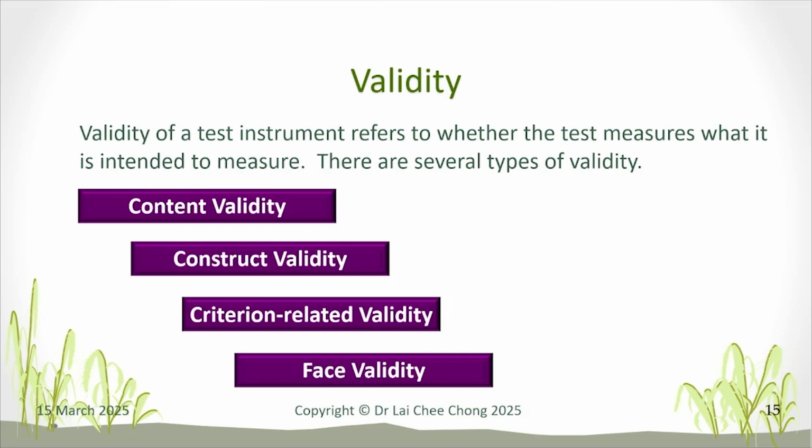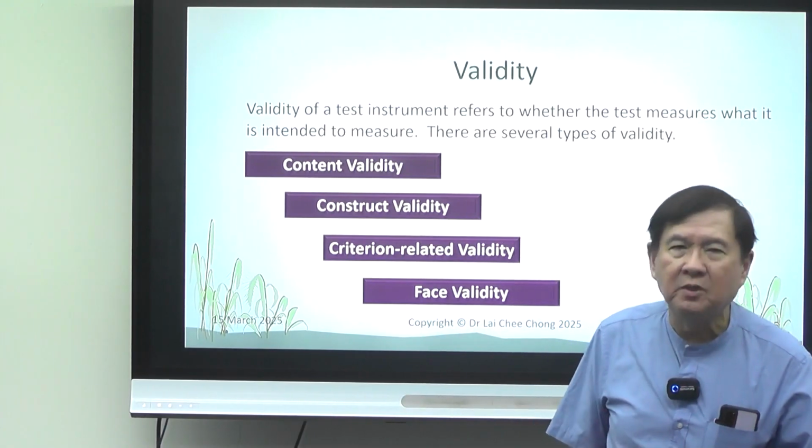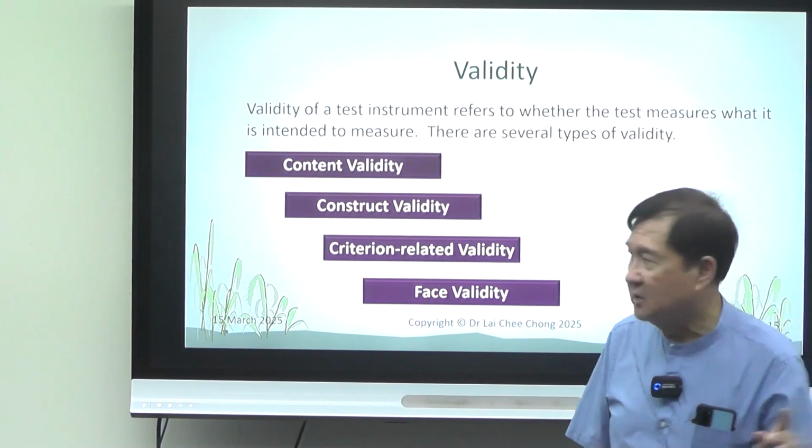The first one is validity. As I said, what is the validity of a test? It refers to whether the test measures what it is intended to measure. That's important. If it doesn't measure what it's intended to measure, it defeats the whole purpose. In other words, you must stick to the learning objectives. Remember that. Don't go beyond the learning objectives, okay?